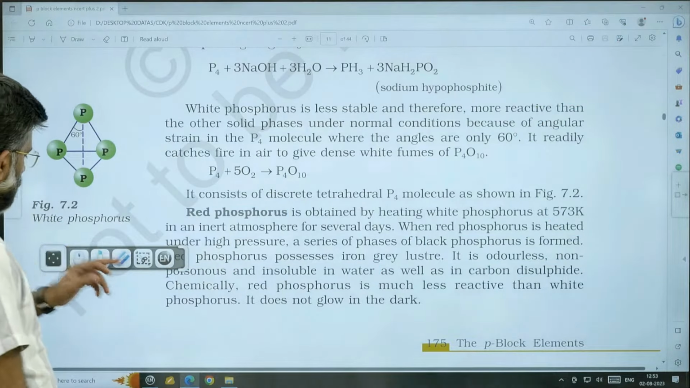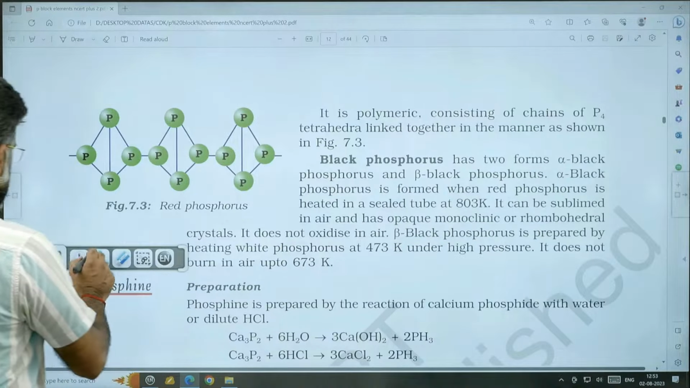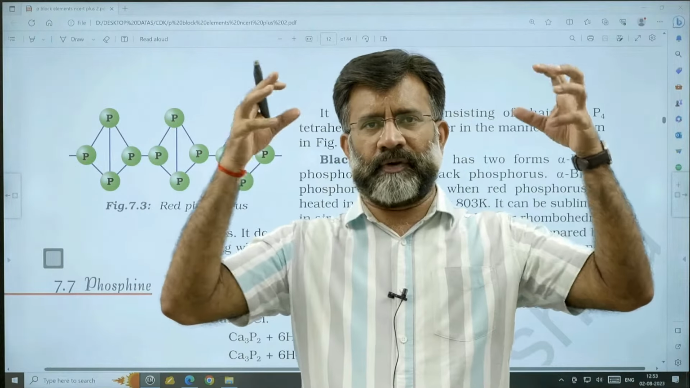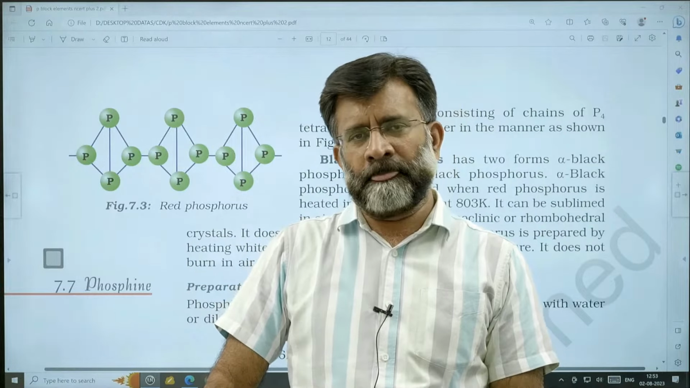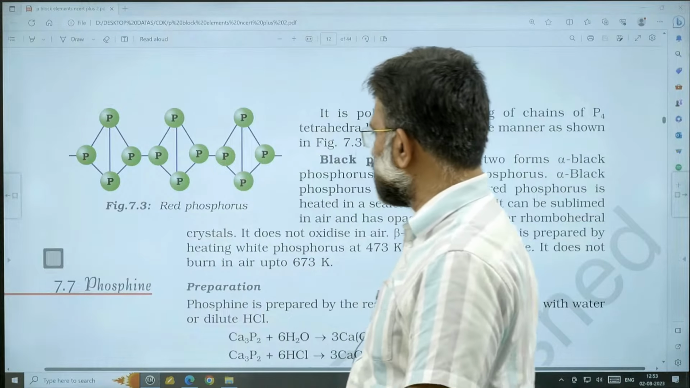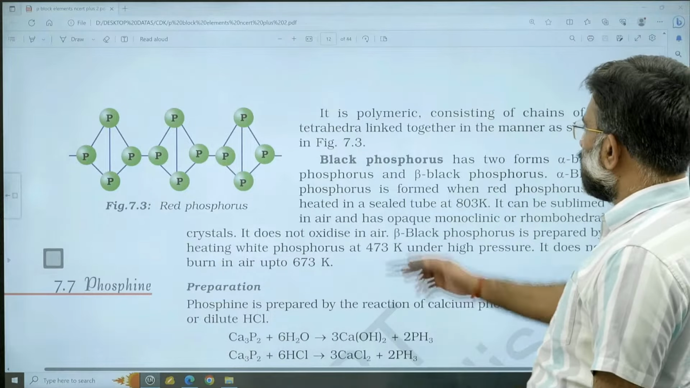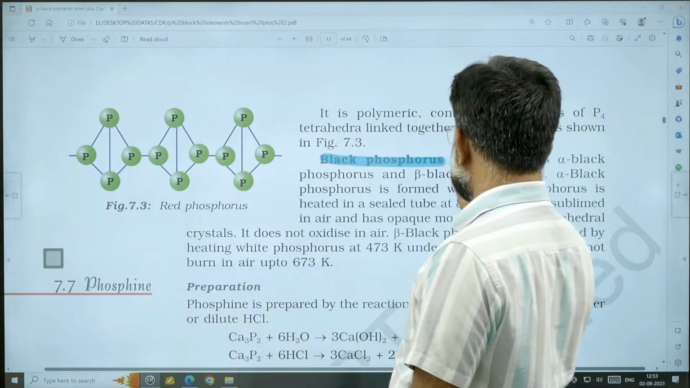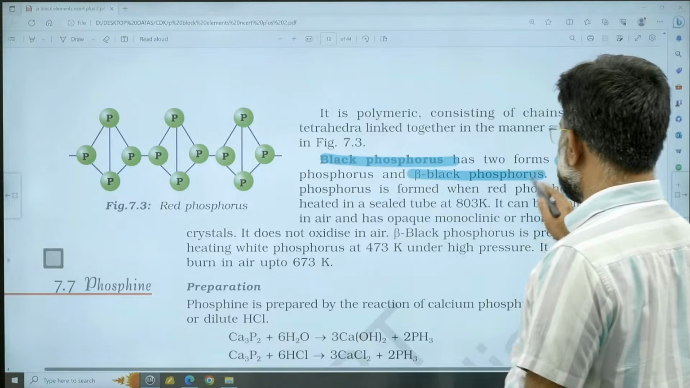This is the structural entity of red phosphorus. This is how red phosphorus is available. The tetrahedral units are connected one to one like that, forming a polymeric chain type structure, while black phosphorus is somewhat sheet-like. Red phosphorus is polymeric in nature, while for black phosphorus we have two forms, alpha black phosphorus and beta black phosphorus.